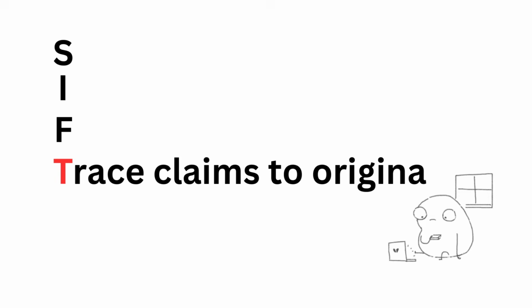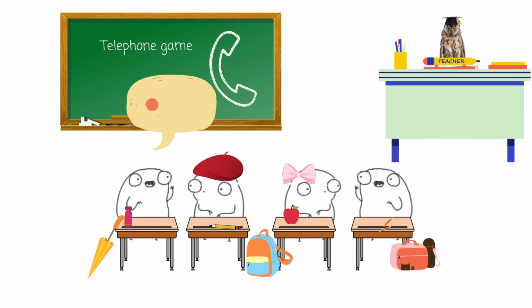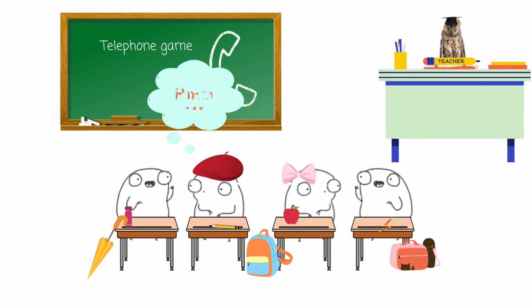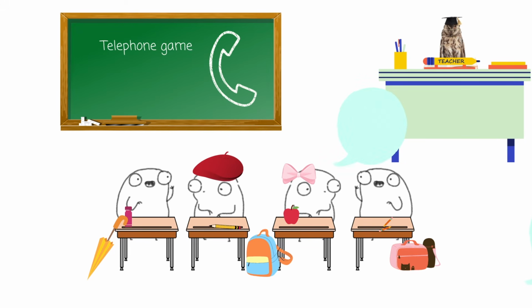And finally, it can be helpful to trace claims back to their original context. Did you ever play the telephone game as a kid? Someone starts the game by whispering a phrase to the first person. As the phrase is passed from one person to the next, it morphs into something completely different from what was intended. The same can be true on the internet.